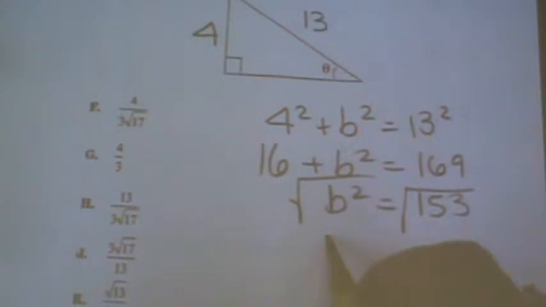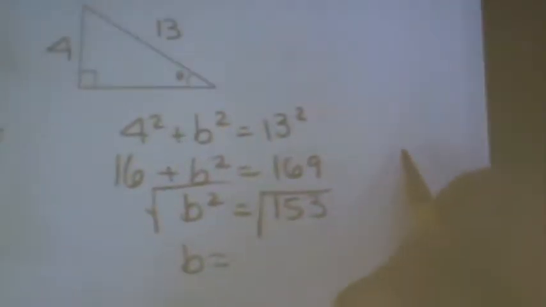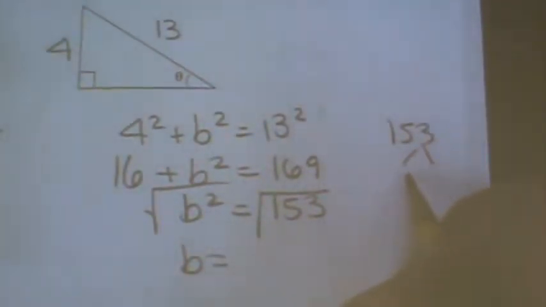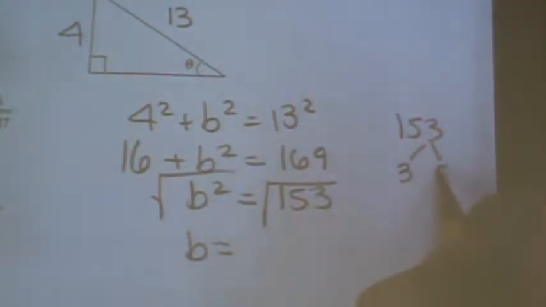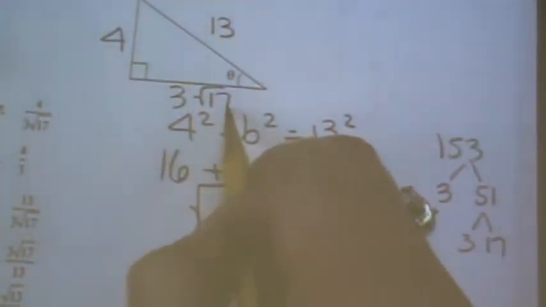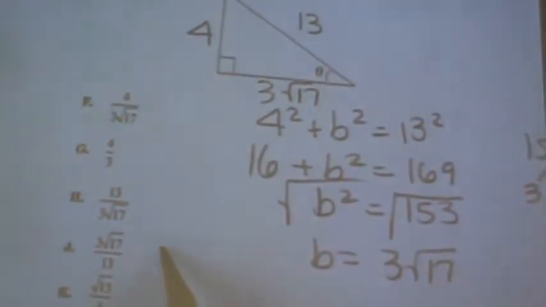Square root both sides. And if you factor 153, take out a 3, you get 51. Take out another 3, you get 17. So this is 3 root 17. So this side is 3 root 17. So the cosine is 3 root 17 over 13, which is J.